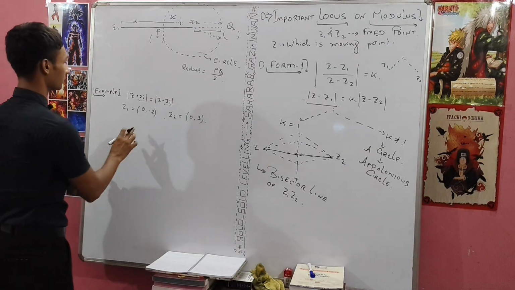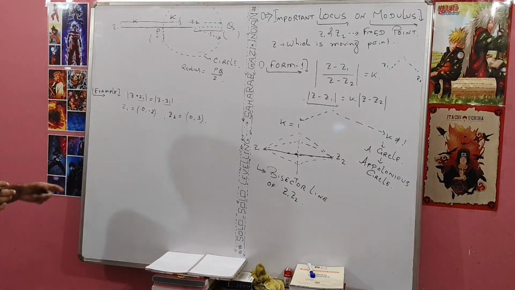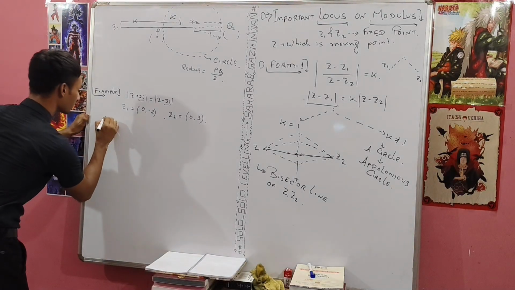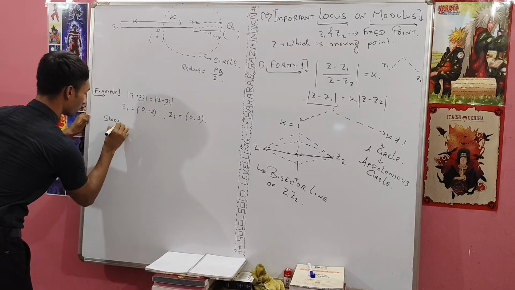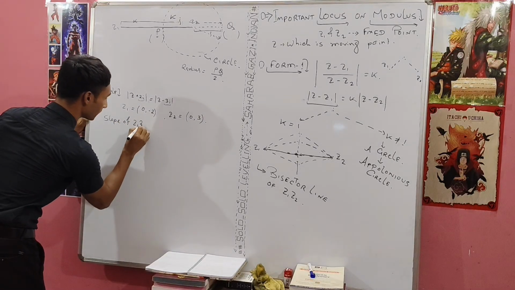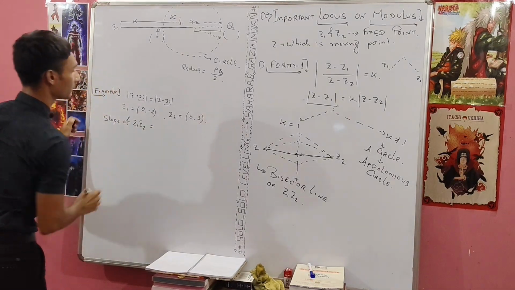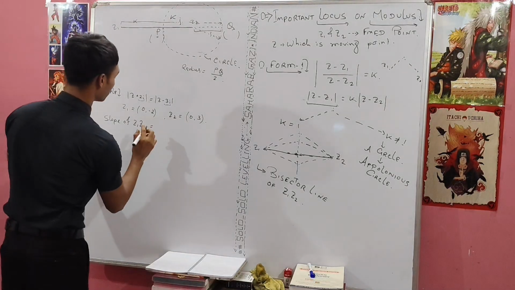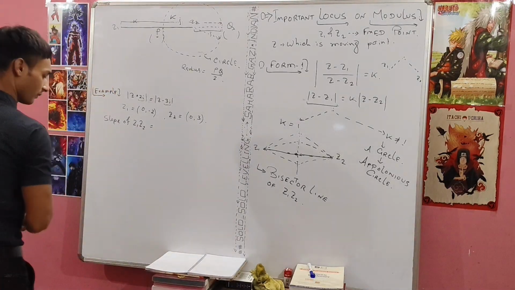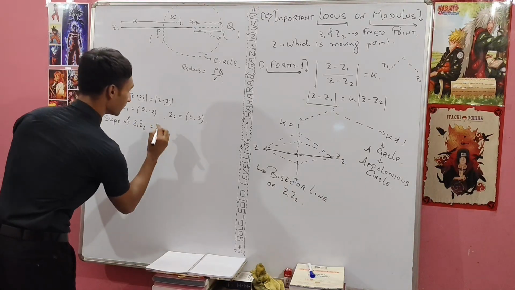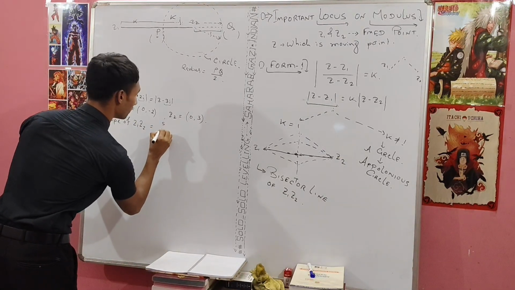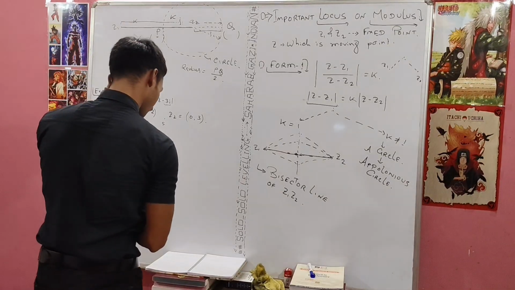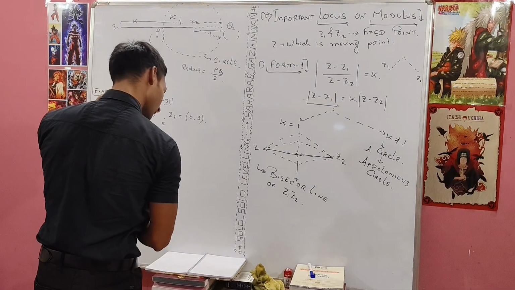Okay, now here in this case what do we find? At first find the slope of z1 z2, which is equal to y2 minus y1 by x2 minus x1. So 3 minus of minus 2, it is 5, y2 minus y1 by x2 minus x1, right?